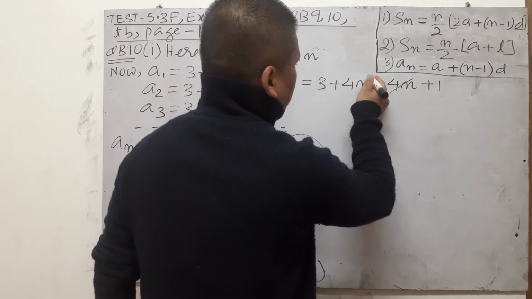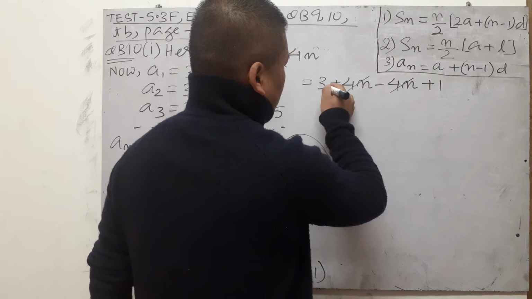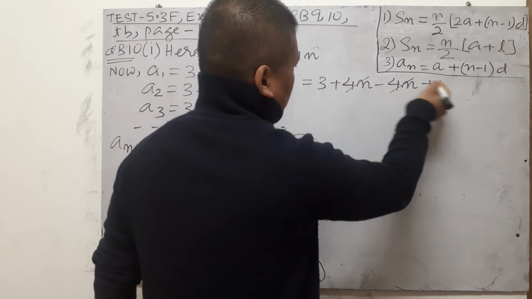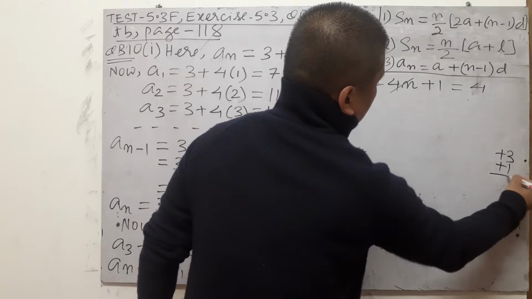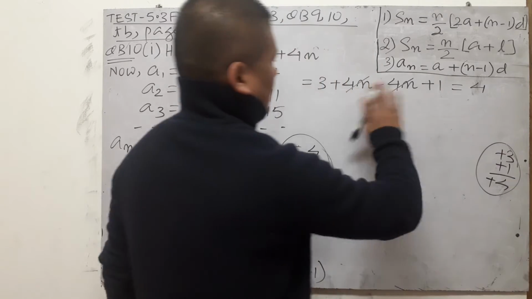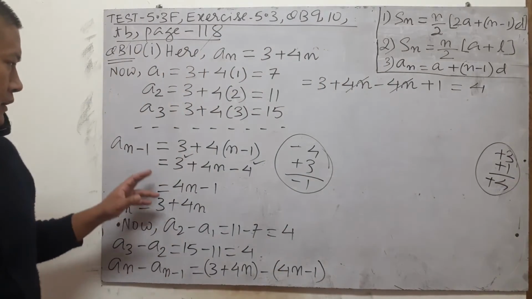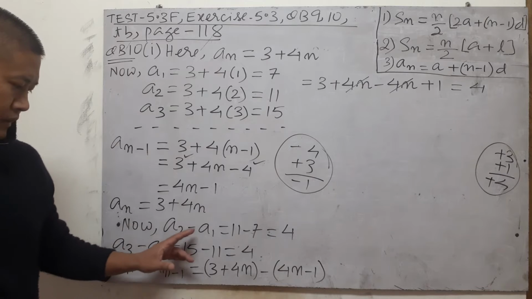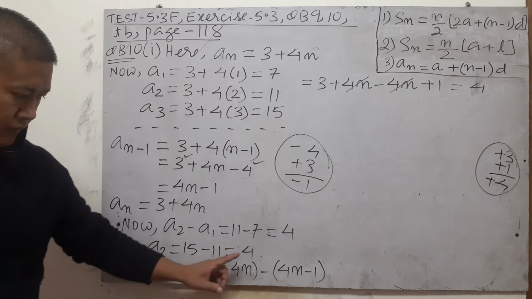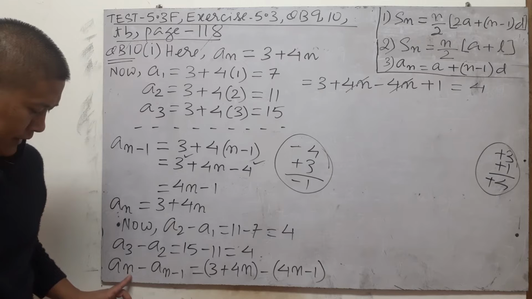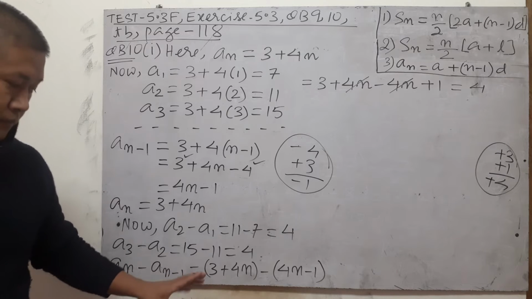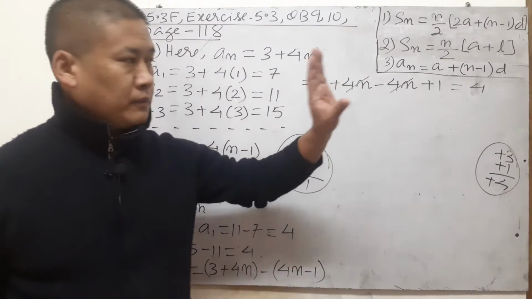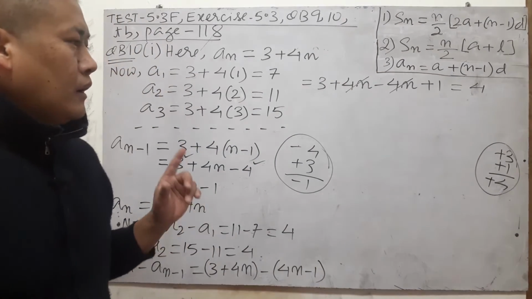So minus 4n plus 4n is 0. That leaves you with plus 3 plus 1, which is plus 4. So it's the same again. So you can see that a2 minus a1 is 4, a3 minus a2 is 4. And likewise, the nth term minus the (n minus 1)th term is also 4. So the common difference is the same everywhere, which means that's an AP.